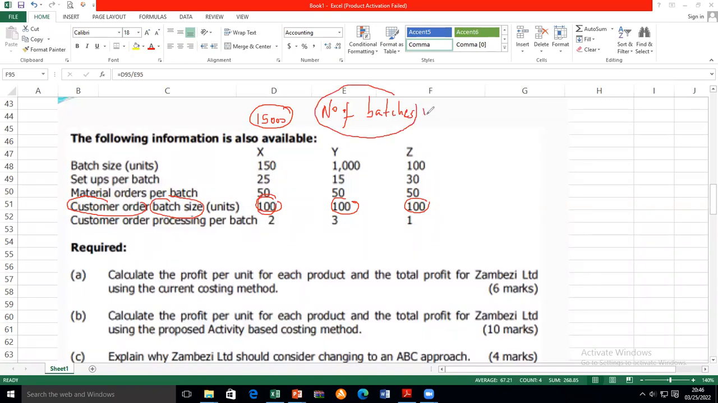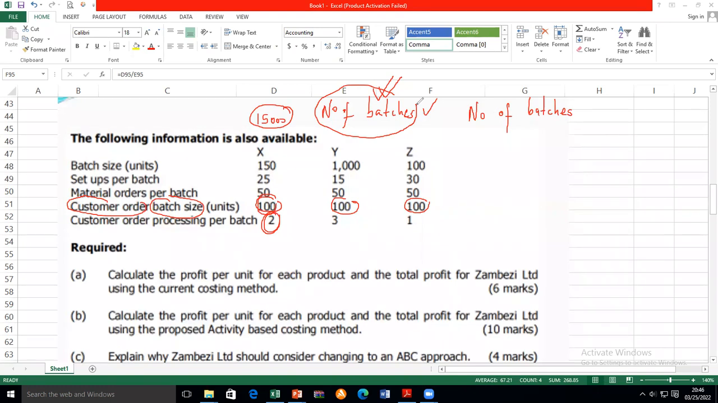So once you find the number of batches, now you can multiply by what? Orders per each batch. So once you divide, you can now multiply by the number of orders on each batch. So the critical thing to find was what? Number of batches. You needed to calculate that.